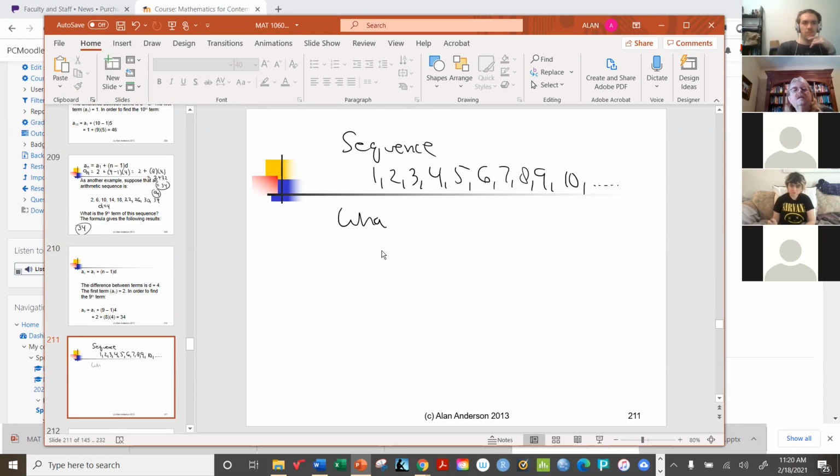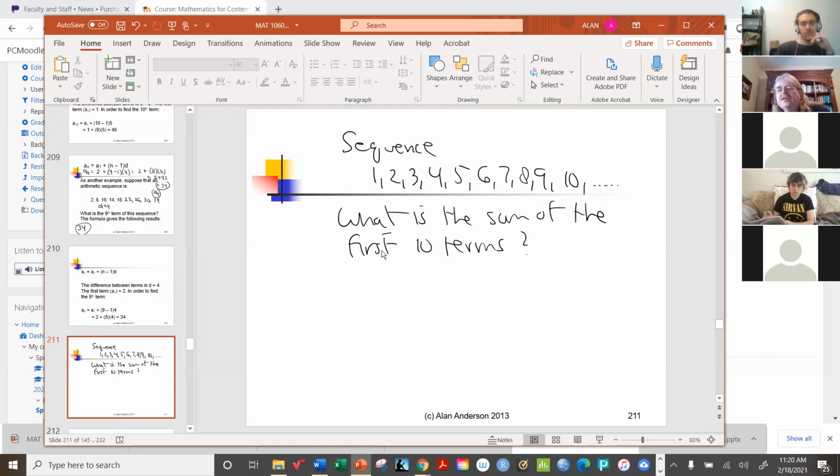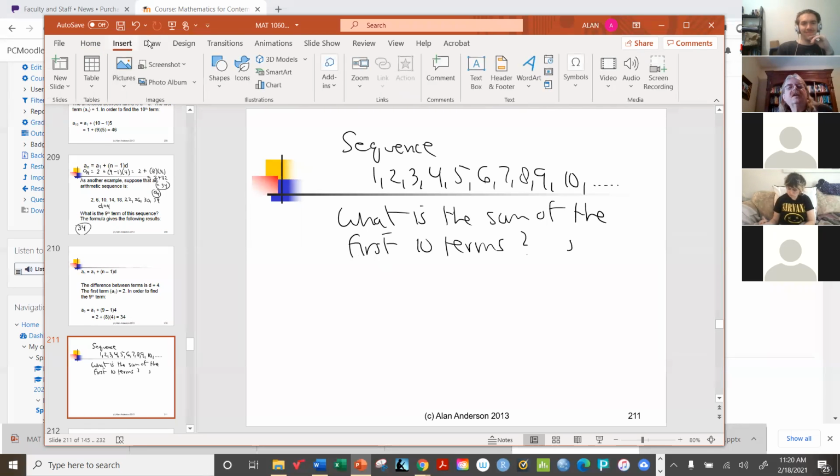What is the sum of the first 10 terms? Now, you can actually take out your calculator and add them up, but wouldn't it be nice if there was a formula? By the way, it's 55. I can do that fast because I know the trick.